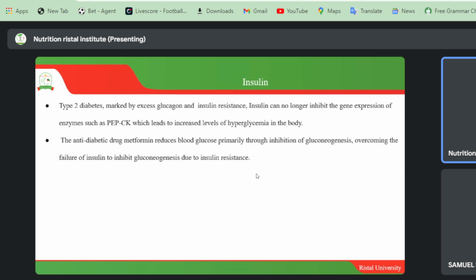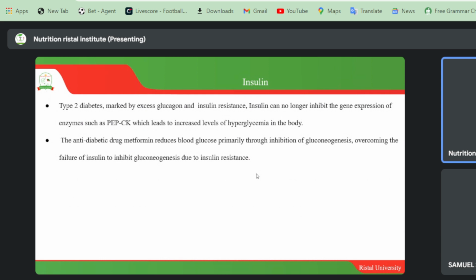So what happened here is, in a person who is diabetic, we have seen how this is important in regulating our blood sugar levels. So in such a way that your body cannot express an enzyme like PEPCK, phosphoenolpyruvate carboxykinase, meaning the process of gluconeogenesis is actually affected. So the anti-diabetic drug metformin is one that reduces blood glucose primarily through inhibition of gluconeogenesis, overcoming the failure of insulin to inhibit gluconeogenesis due to insulin resistance.